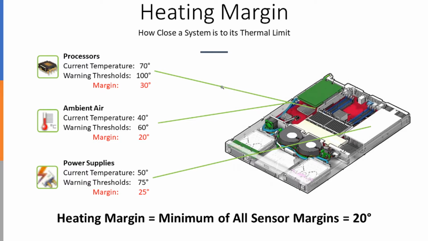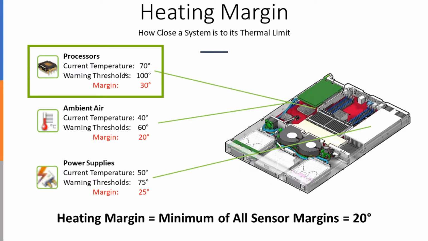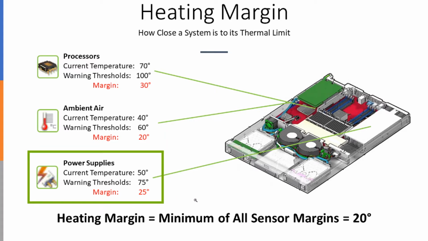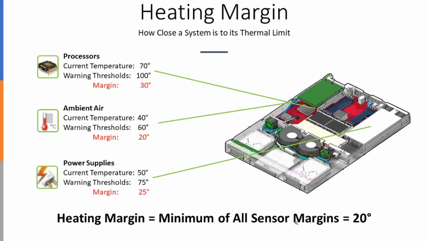If we take the difference between the current temperatures and their thresholds, we get a margin of 30 degrees for processors, 20 for the ambient air, which is the air inside the chassis, and 25 for the power supply. If we take the minimum of this, we get 20 degrees. So we know that this entire server is at least 20 degrees away from its thermal limit.